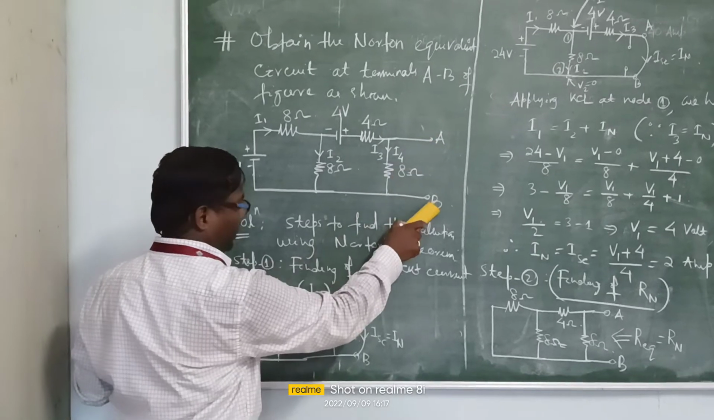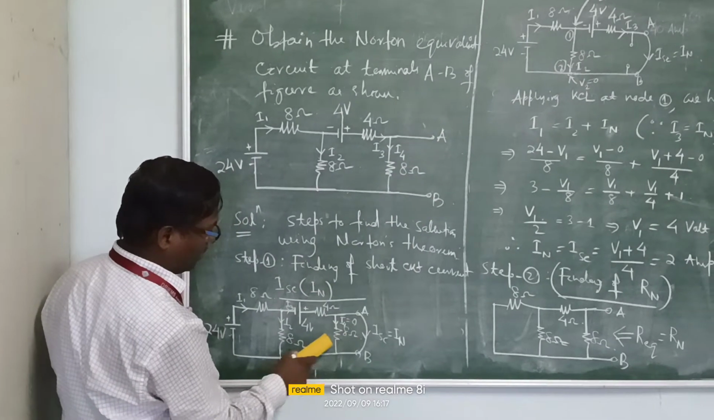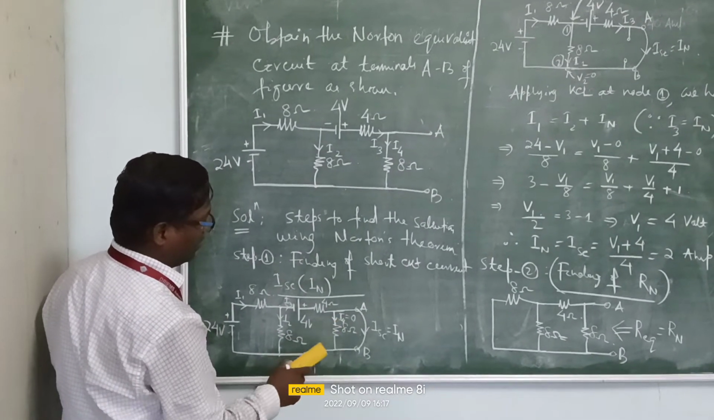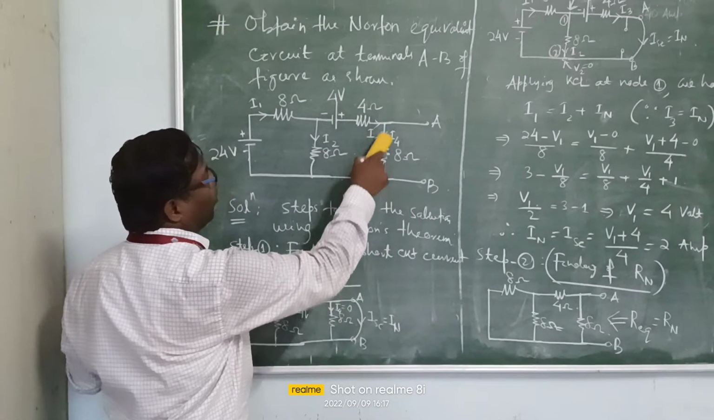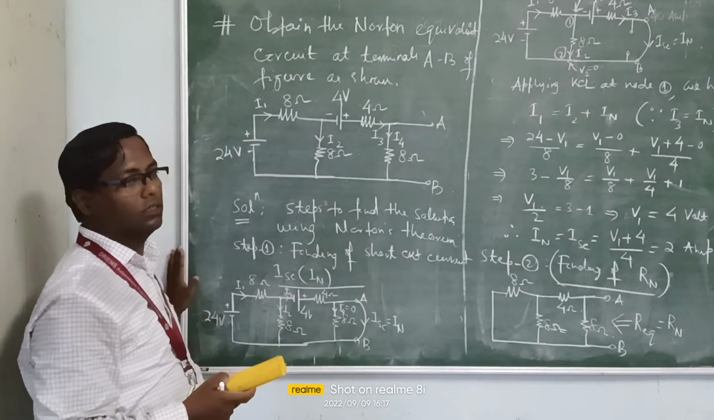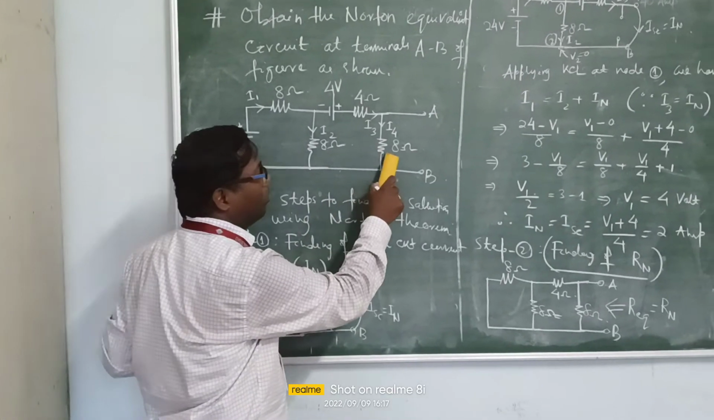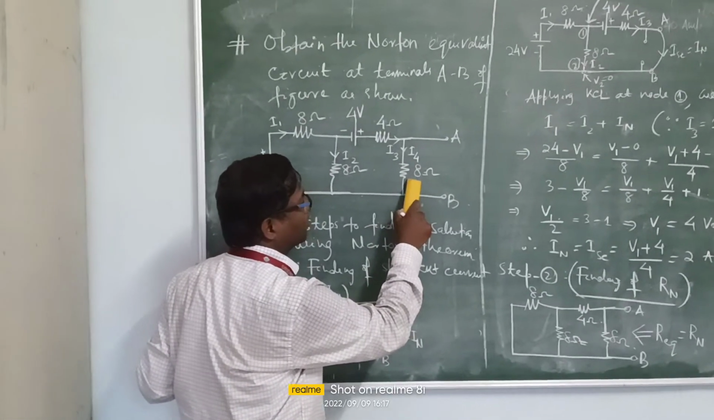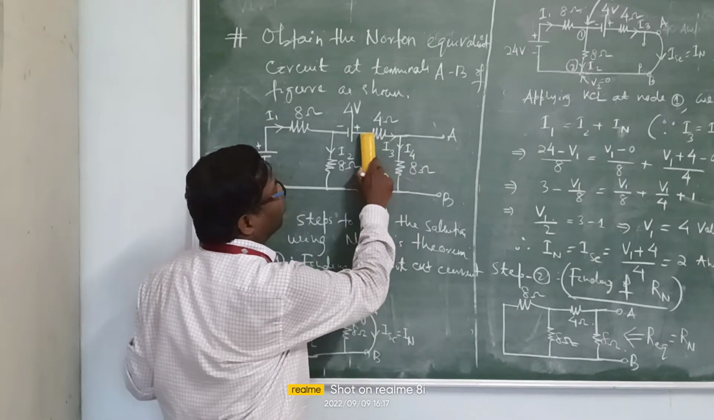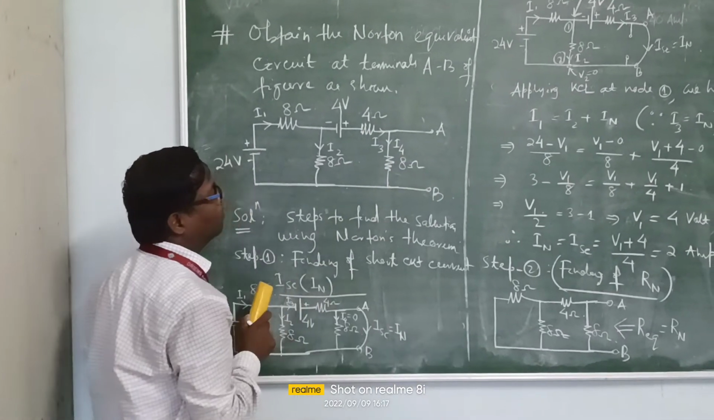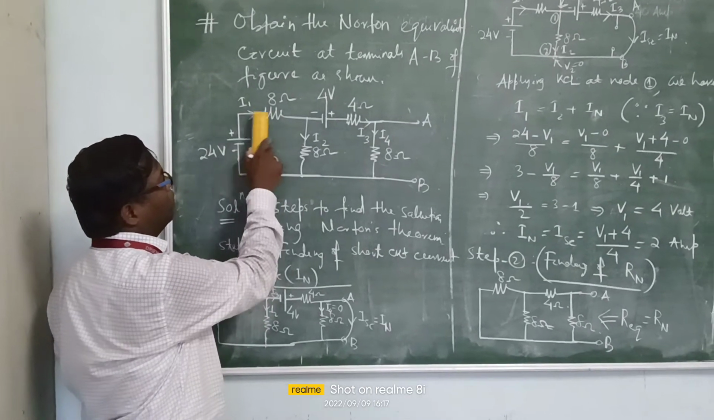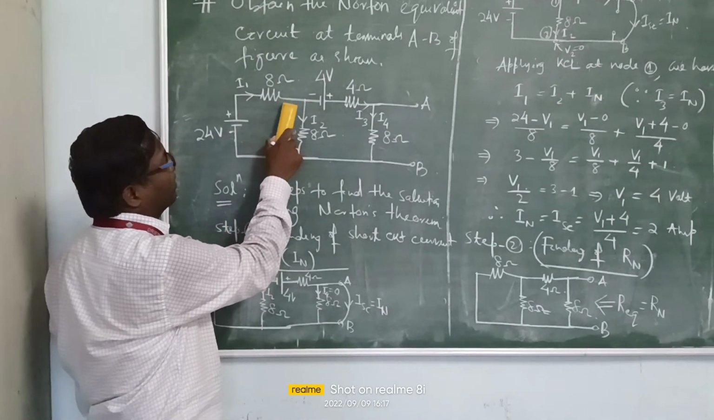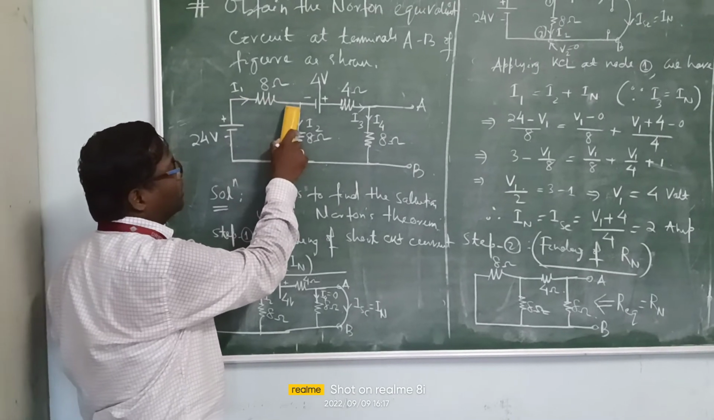Once you make it shorted, now you see the diagram. No current can flow through the 8 ohm resistor. Why? Because total current can flow through the short circuited path. The source is here, and from the source, current is flowing. That is the total circuit current, and this current flows through the 8 ohm resistor.